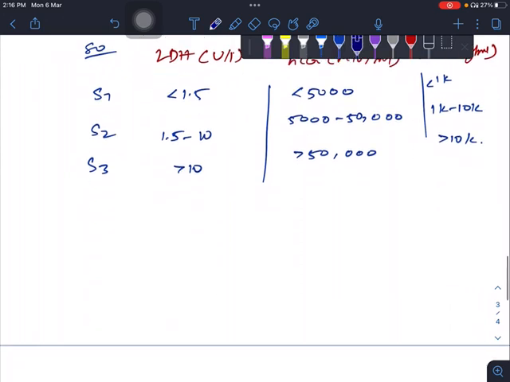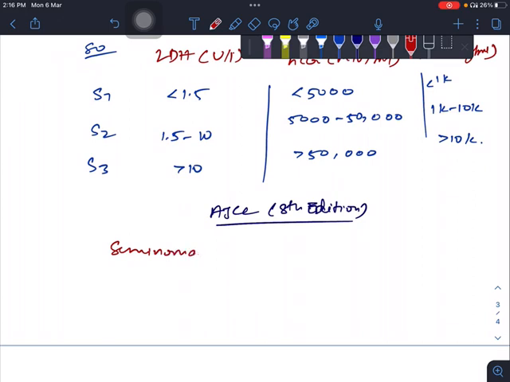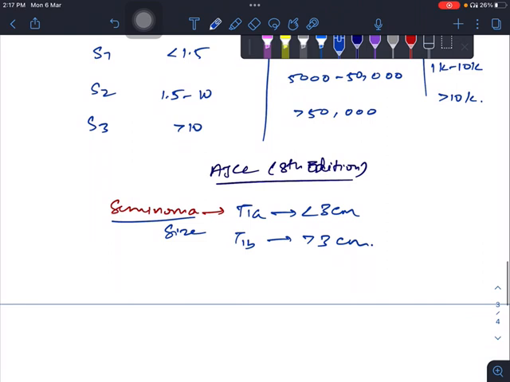I want to add one thing. In the AJCC TNM classification 8th edition, for seminoma, the staging is different because for seminoma, the staging depends on the size criteria for T1 tumors. So T1A if it is less than 3 cm and T1B if it is more than 3 cm. This is only for seminoma.